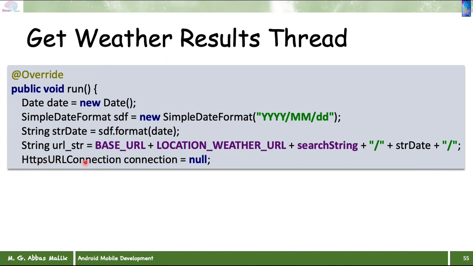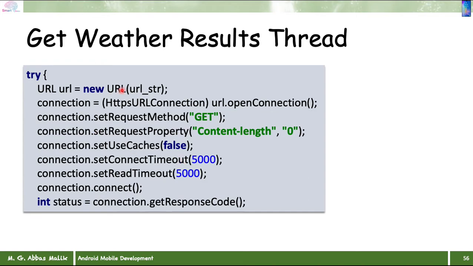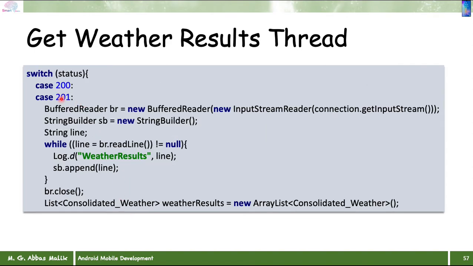Then we say HTTP connection is equal to null. From the string that we have created for the web address, we are creating a URL object, and we are opening that URL connection and assigning it to our connection, setting all those connection requests. Because we are getting more data, we have increased the connect timeout and read timeout values. Then at the end we call connection.connect, and from the connection we get the response code. If the response code is 200 or 201, it means it is a successful connection, and we can proceed to read the data.